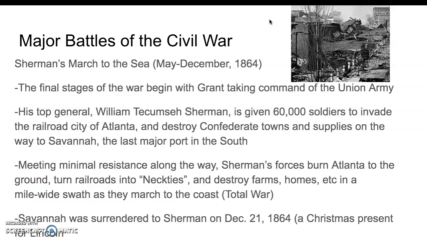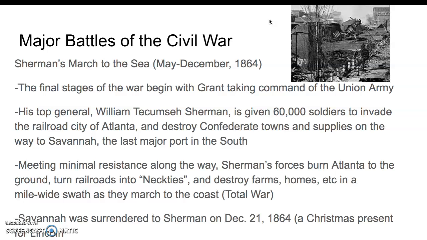Sherman's march to the city, May through December 1864. The final stages of the war begin with Grant taking command of the whole Union Army. His top general, William Tecumseh Sherman, is given 60,000 soldiers to invade the railroad city of Atlanta and destroy Confederate towns and supplies on the way to Savannah, the last major port in the South.